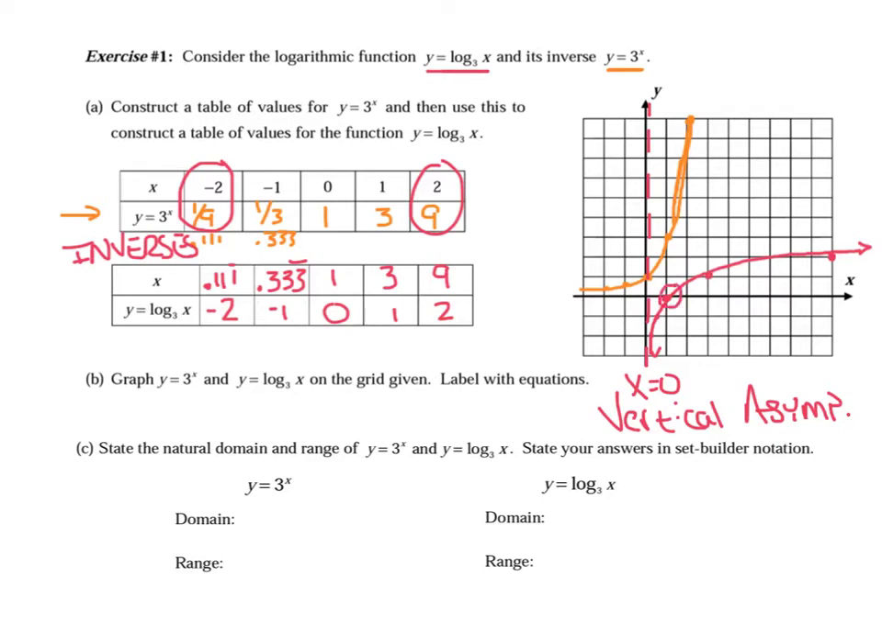Notice the x-intercept is at 1. It crosses the x-axis right there. And they want us to label these rascals. And again, just practice pronouncing these. It's log base 3 of x, whereas this one was y equals 3 raised to the x.